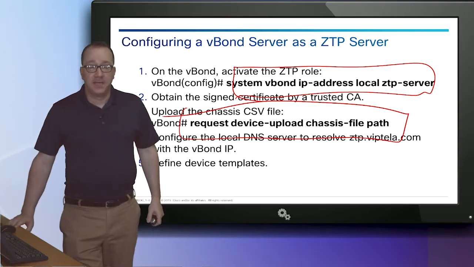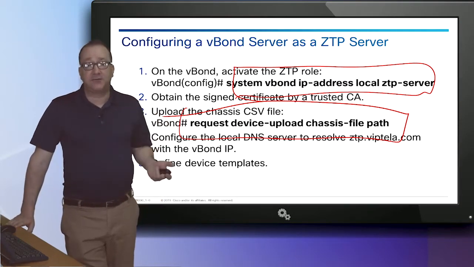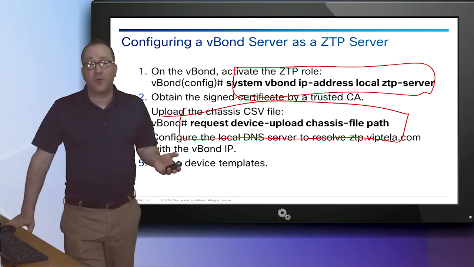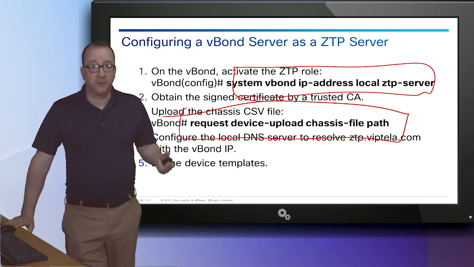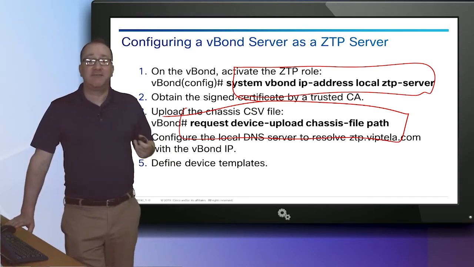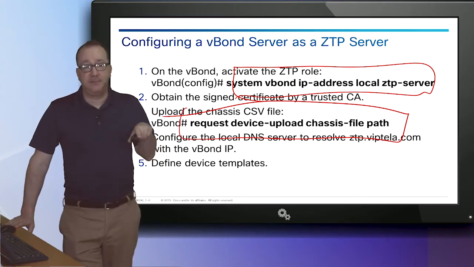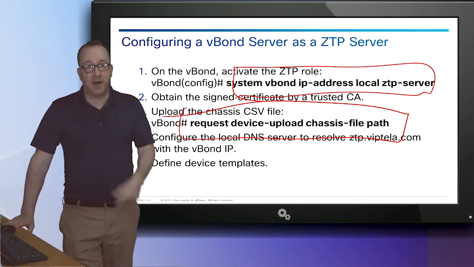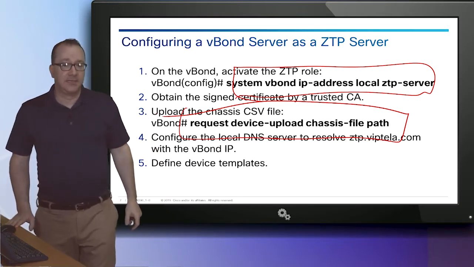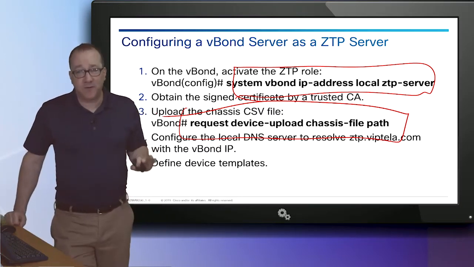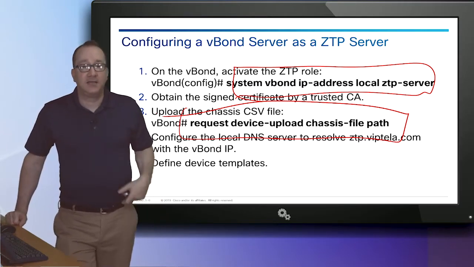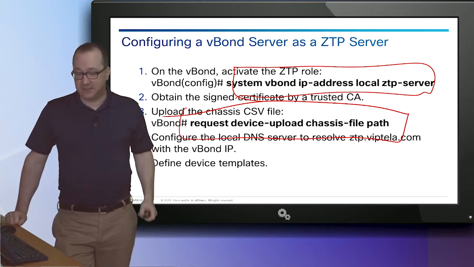Now, the device is still going to come up and boot and look for ztp.viptela.com, but we don't want it going out to the internet and going to the public version. We want it to go to yours. So on your local DNS server, you're going to have an A record that points ztp.viptela.com to this vBond server locally in your network. And then we'll define device templates. You'll note that we haven't mentioned those before. This is your first intro to them. We'll get to them in the next couple of slides. Device templates is how we configure these devices.